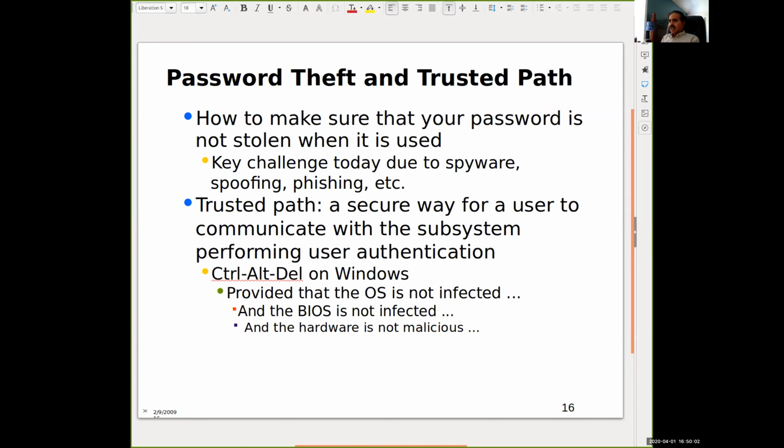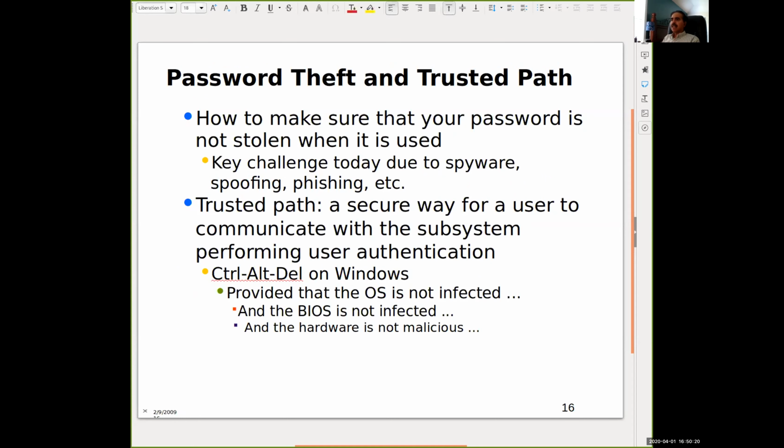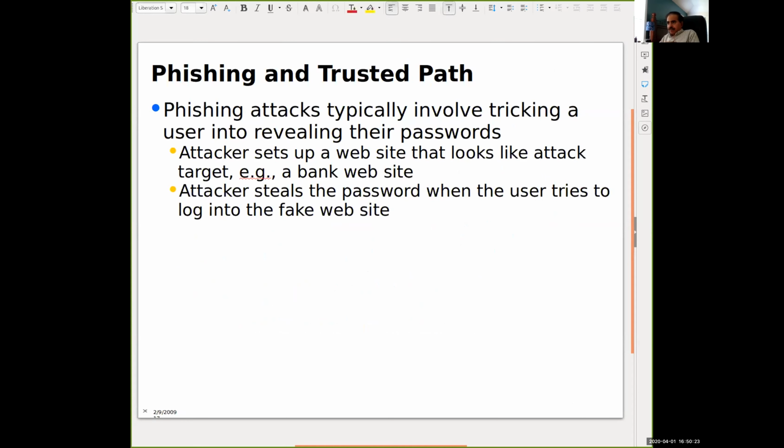So going back to the stealing, this addresses keylogger and other malware and phishing types of problems, but then there are other problems that still exist, and we'll talk about that. Okay, before we go there, let's talk about phishing a little bit more, right? So phishing involves tricking a user to visit a website that looks like another website that the user trusts.